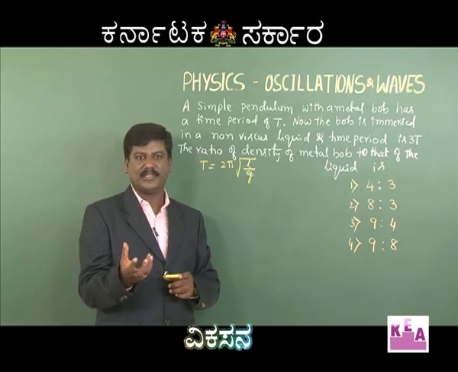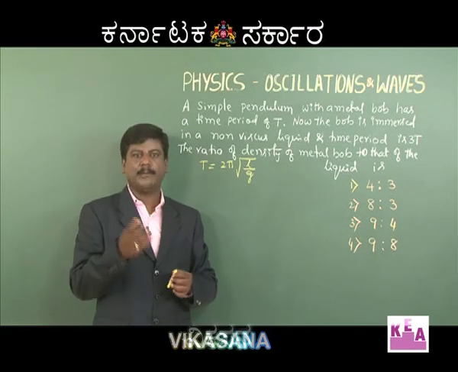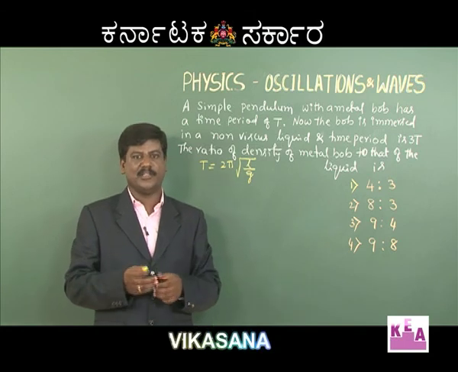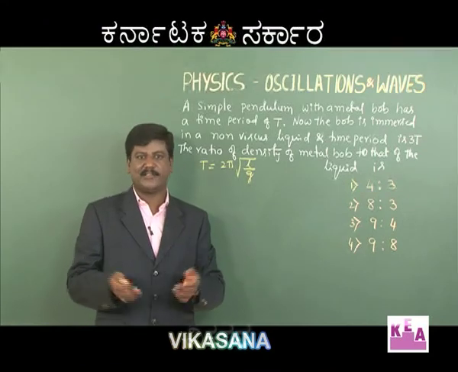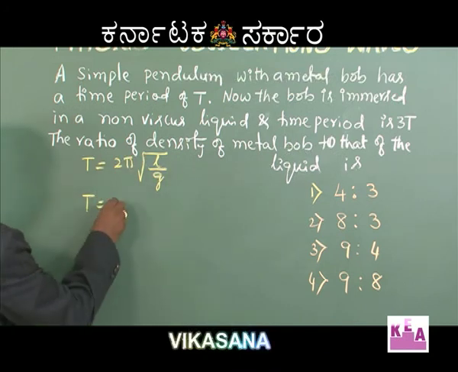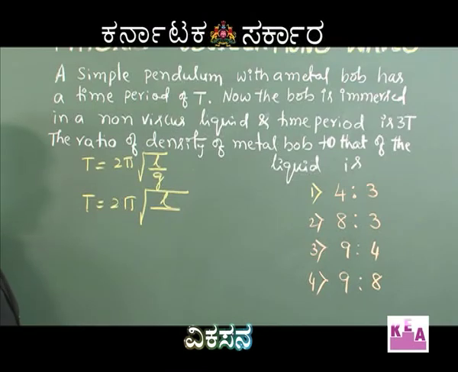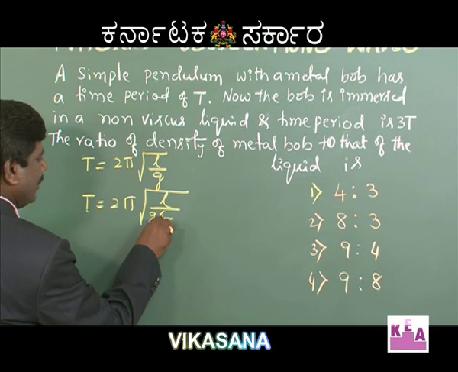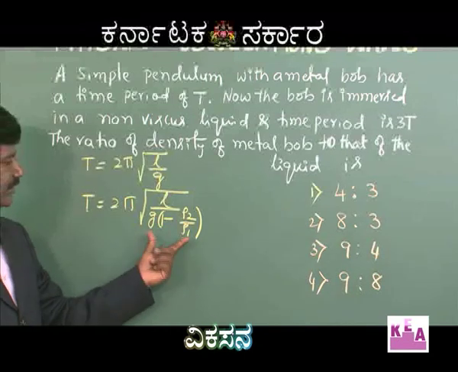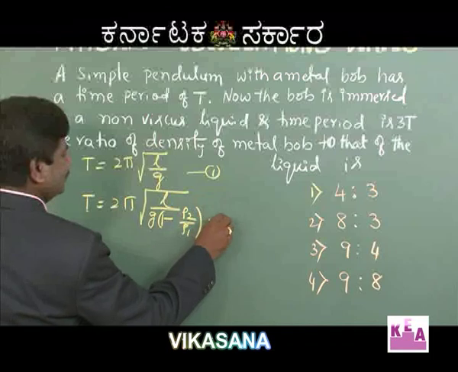When the metal bob is immersed in a non-viscous liquid, the weight of the metal bob decreases. According to Archimedes principle, the apparent loss in the weight of the body is equal to the weight of the liquid displaced. So, by understanding this concept, since the weight decreases, the effective acceleration due to gravity also changes. Therefore, the time period in the second case is given by T is equal to 2 pi root of L divided by G dash. G dash means effective acceleration, that is equal to G into 1 minus rho 2 divided by rho 1. This is called the effective acceleration due to gravity in a liquid. Now, call this equation number 1 and this equation number 2.